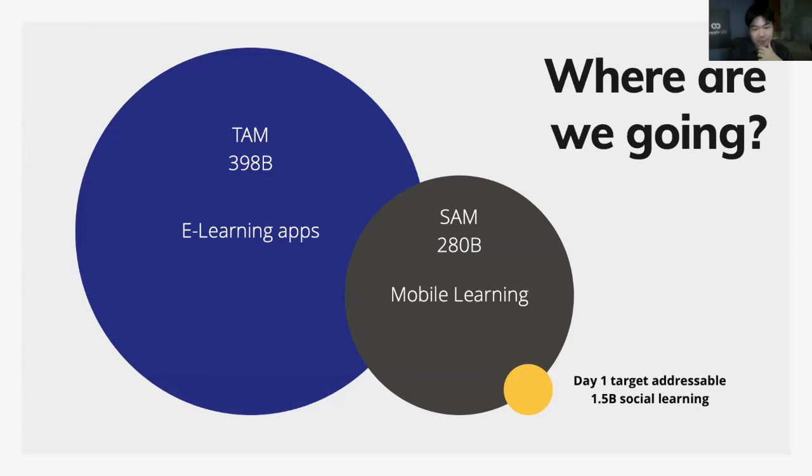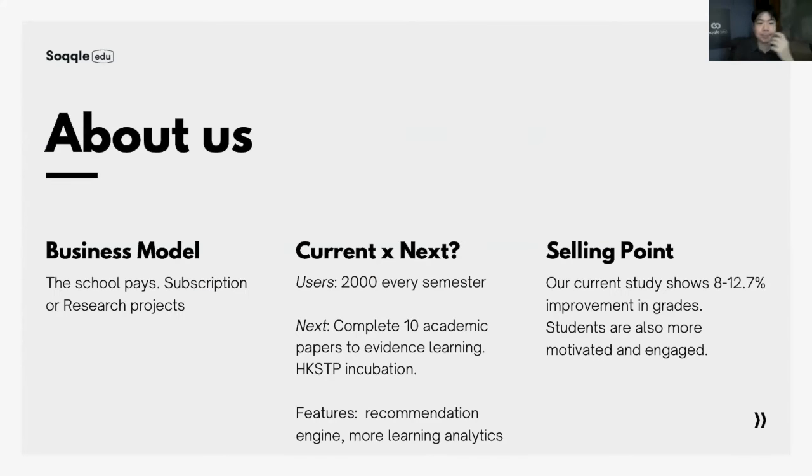So where are we going with this? E-learning is big, mobile learning is big as well. We are focusing on social learning, the one on the bottom right. This is the peer-to-peer learning concept in a social media style.